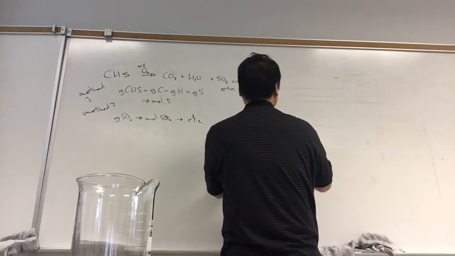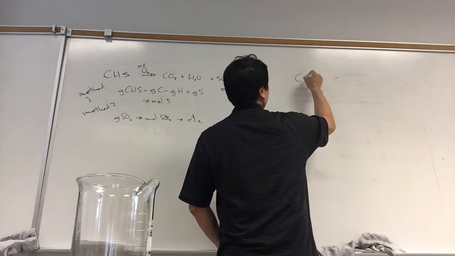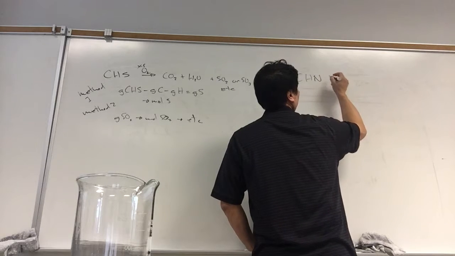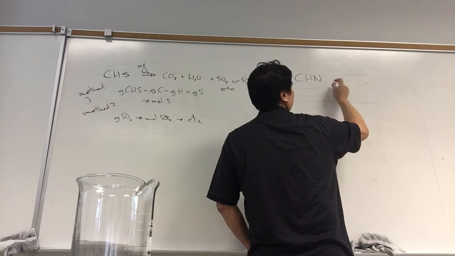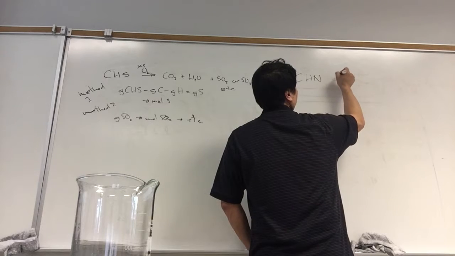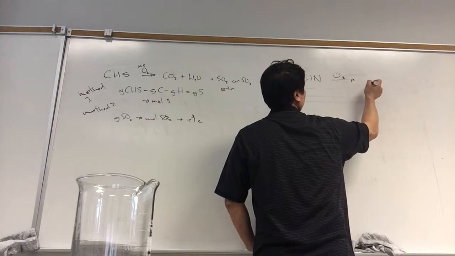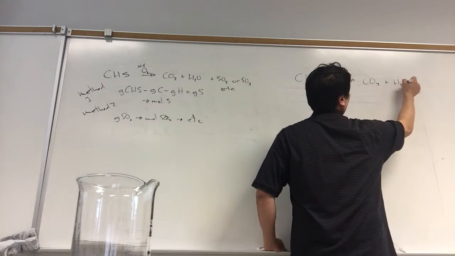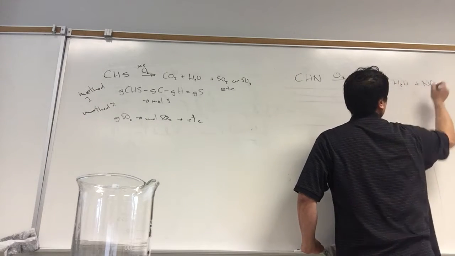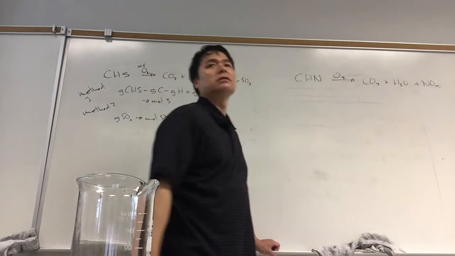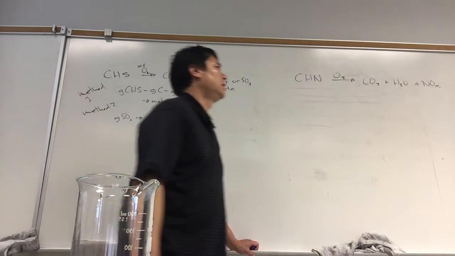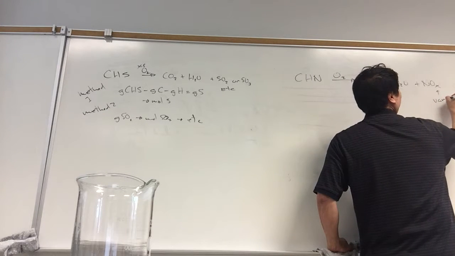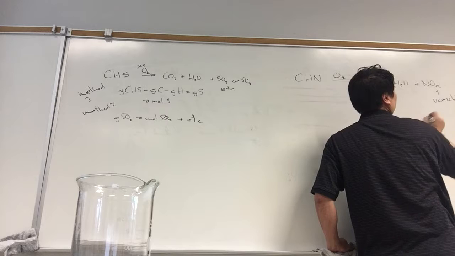CHN, there's some additional CHN compounds, which typically are called amines, or if there's an O, it could be nitro. But you burn these in O2, and then you get CO2 plus H2O plus NOx, oxides of nitrogen. It's usually a mixture. X is variable, and so it depends on the combustion conditions.